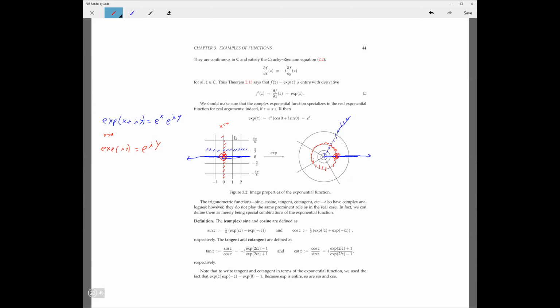So if you have, wait a minute, I mixed up. Just a second, I'm going to try to fix this. I mapped it to the wrong one.